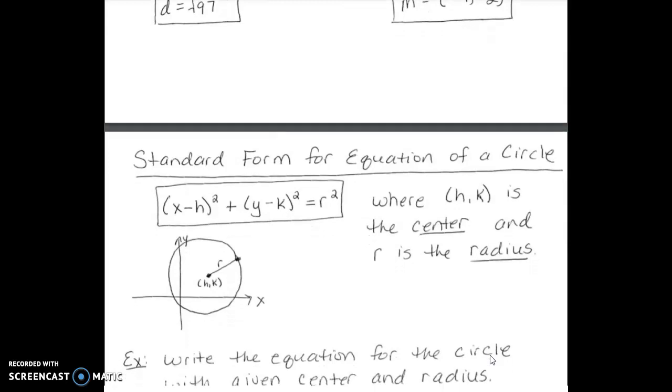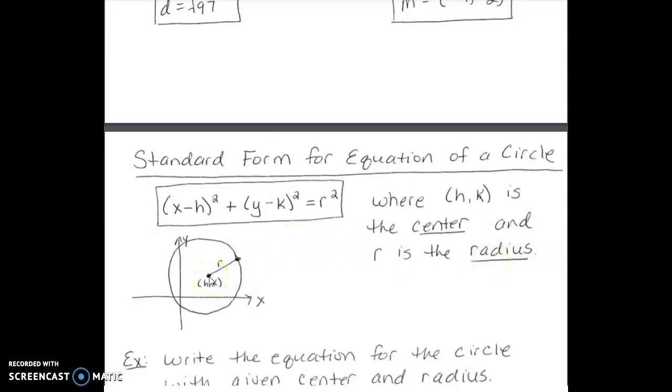All right, next we're going to talk about circles for basically the rest of this section. We'll eventually use our midpoint and distance formula with circles at the very end. So the standard form for the equation of a circle is this: x minus h quantity squared plus y minus k quantity squared equals r squared, where the ordered pair h, k is the center of the circle and r is the radius of the circle.